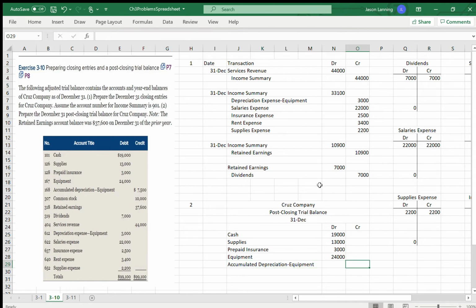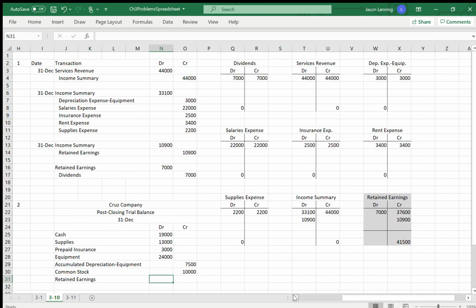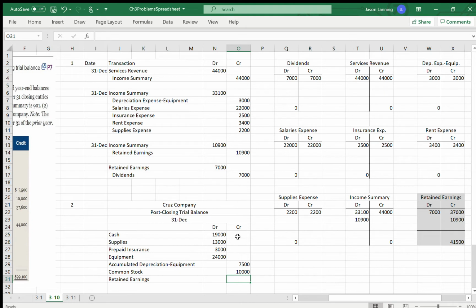That is 7,500. We have common stock. Common stock is 10,000. And then we have retained earnings. And remember, retained earnings we had to adjust because of our net income and dividends. So retained earnings, if you remember, if we scooch over here, we had a $41,500 credit balance. So we'll come back over here and put 41.5 on the credit side.